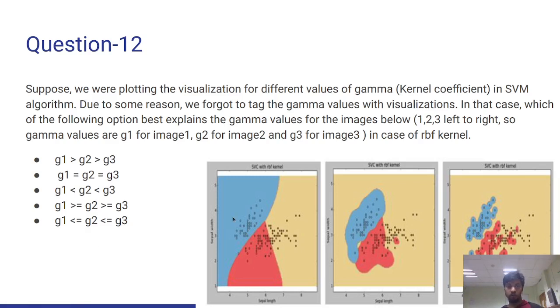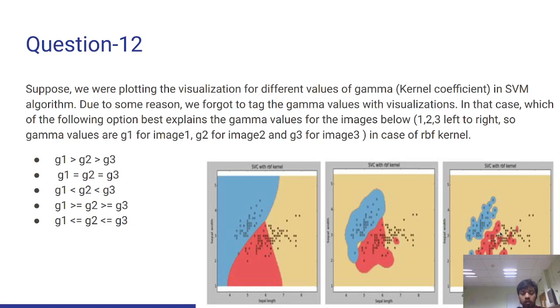So what does this gamma value mean? Gamma is the kernel coefficient for SVM. This one is G1, G2, G3. Sir, how do we identify the gamma value? And which one is the gamma?